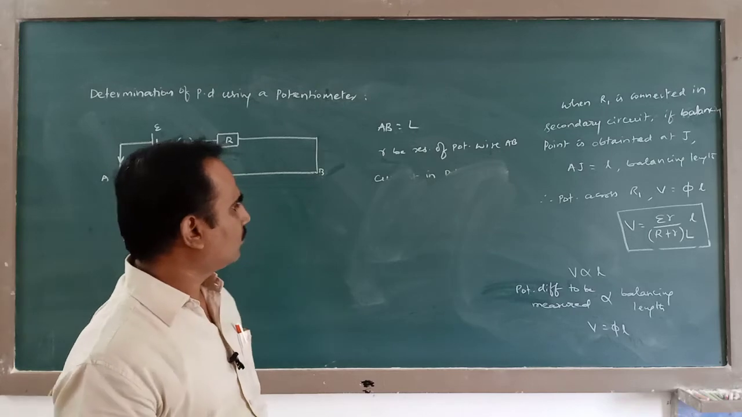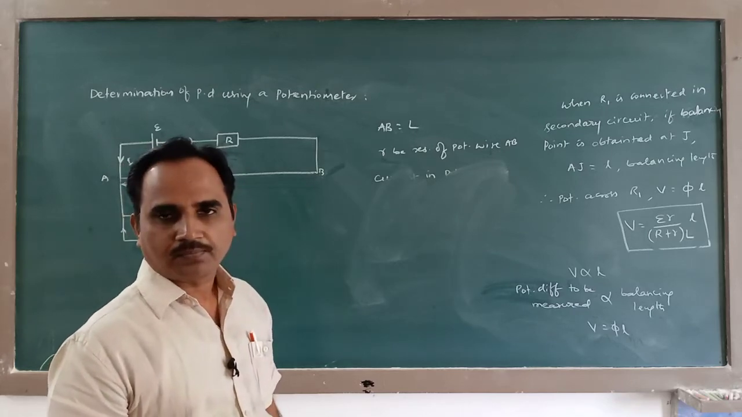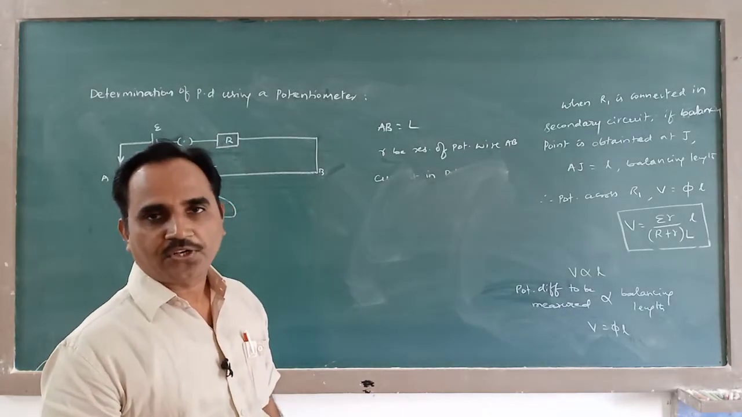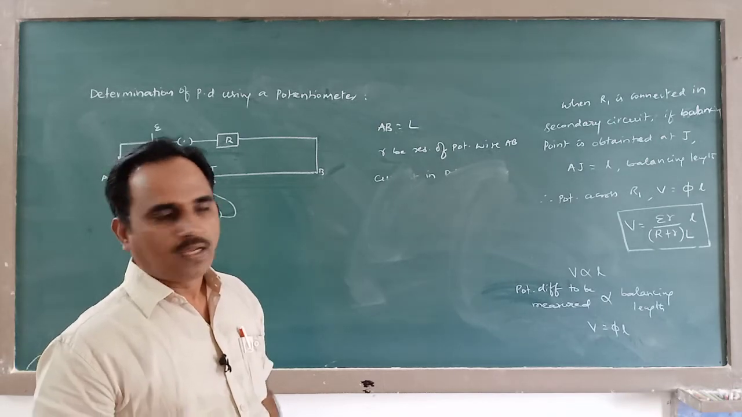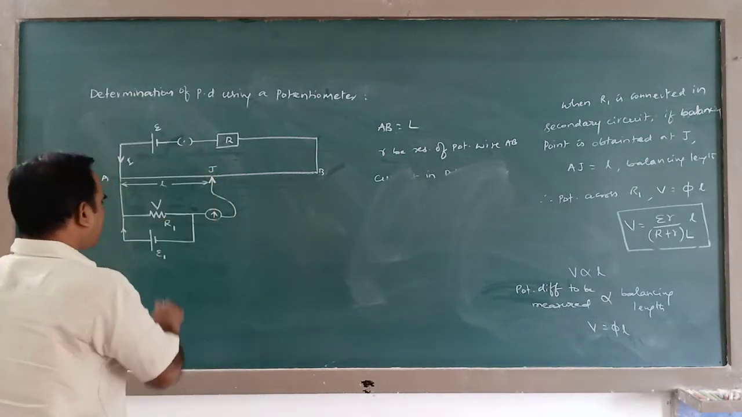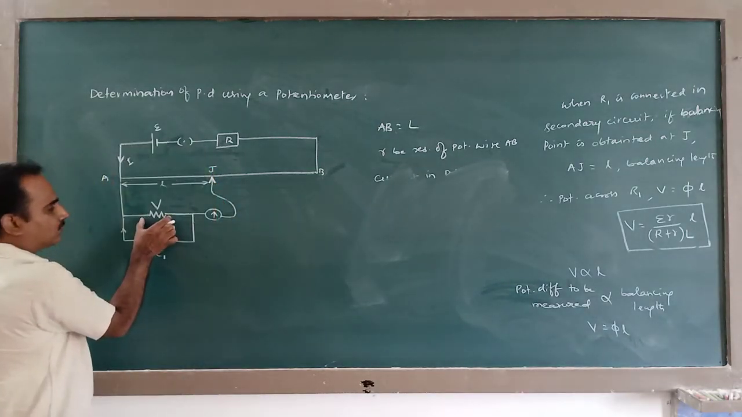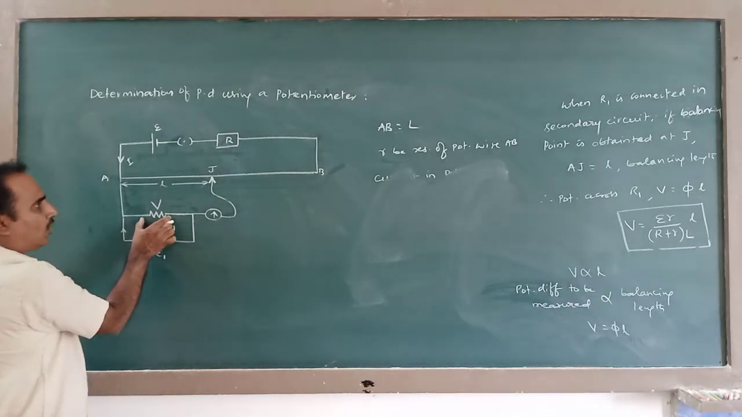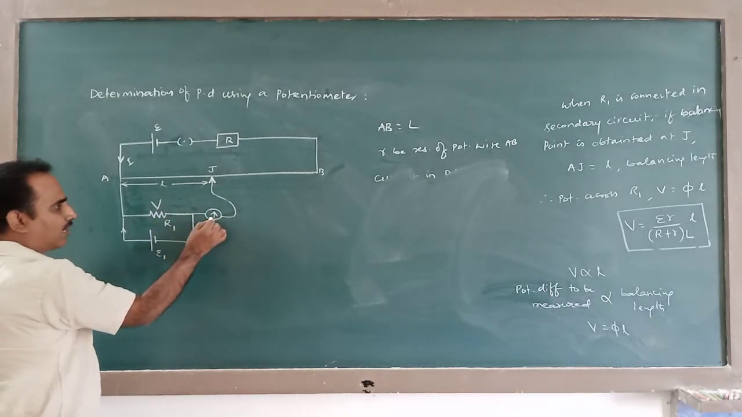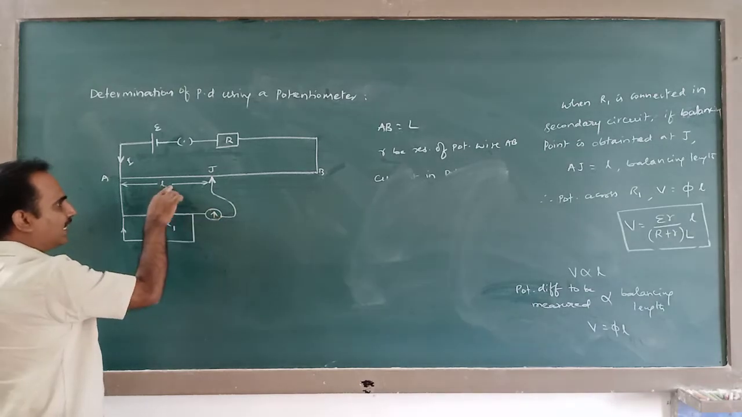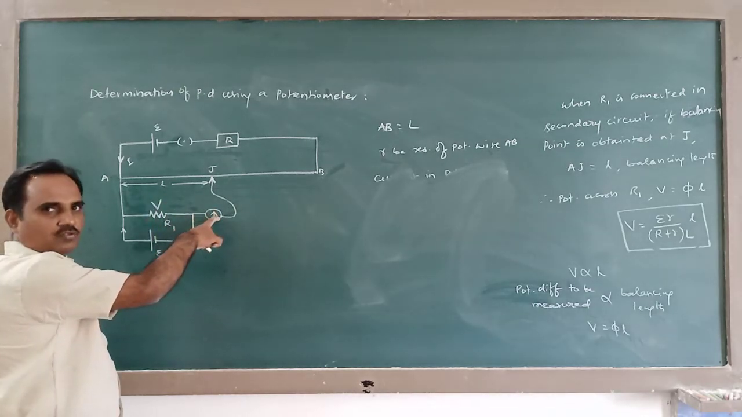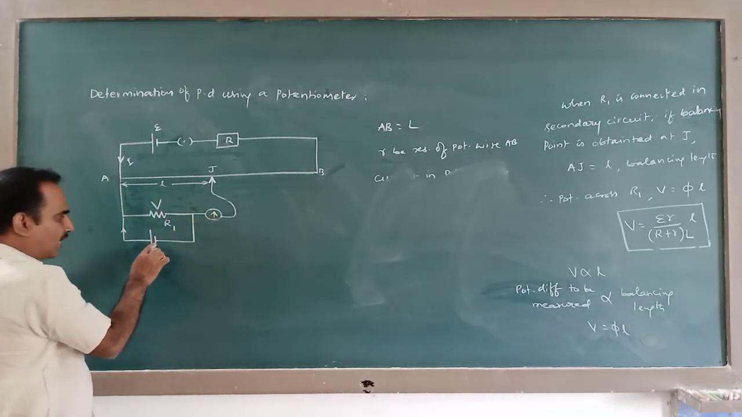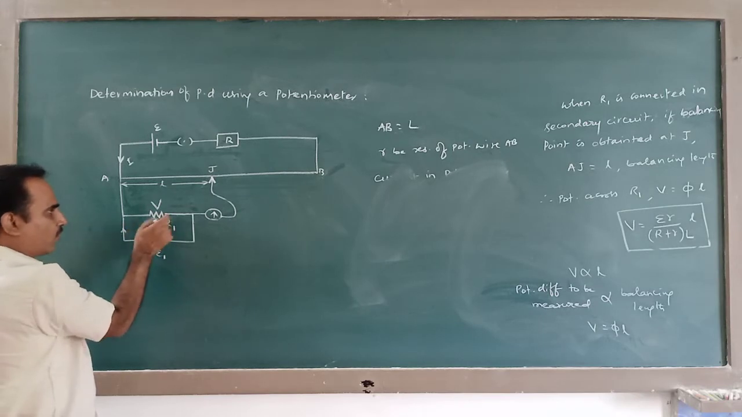So, this is how the potentiometer measures the potential difference. See here, to measure the potential difference, no current is drawn because the current through the galvanometer is 0. At balancing length, the current through the galvanometer is 0. That means no current is drawn from this source to measure the potential difference here.